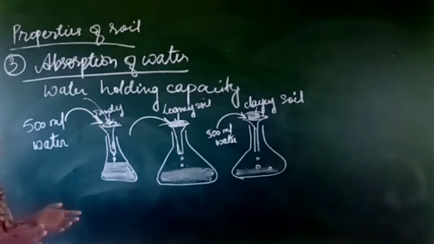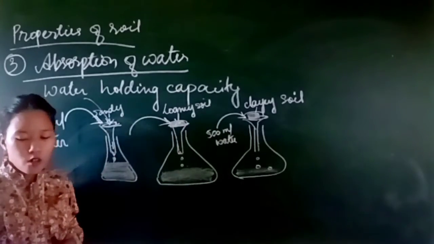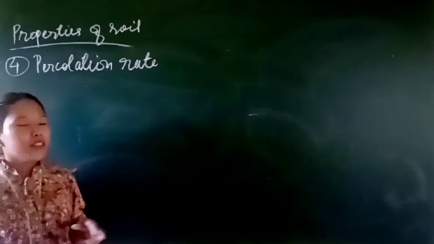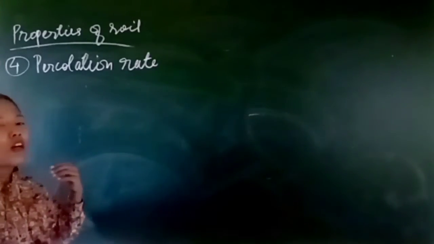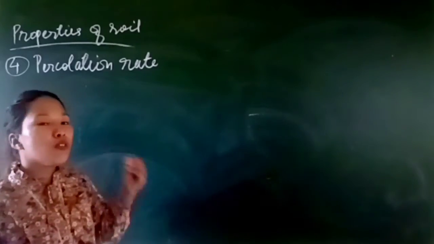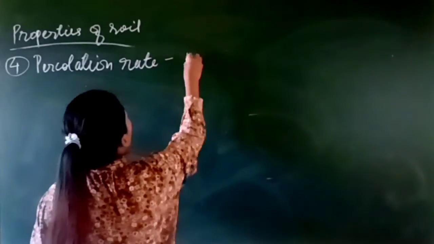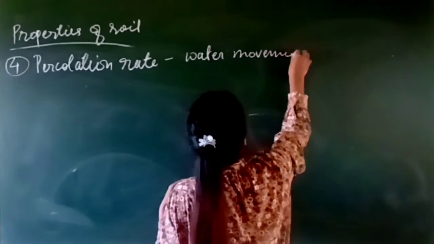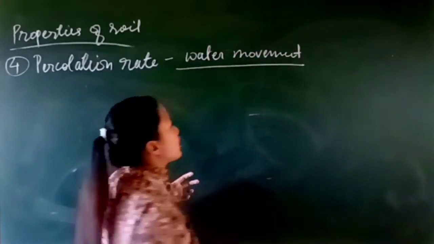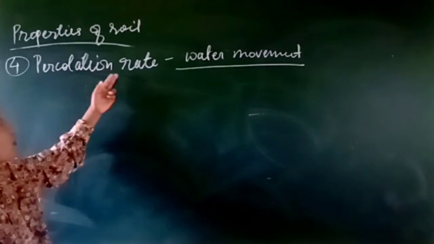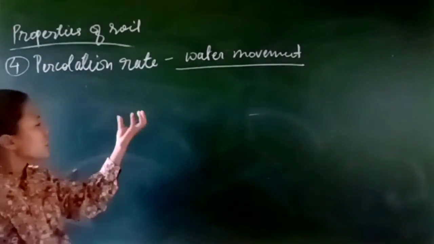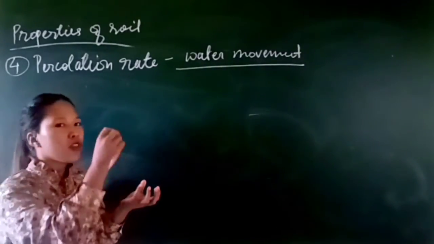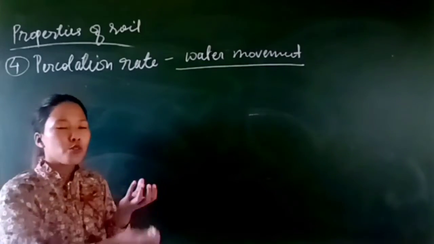Now let us talk about the next property of soil, that is the percolation rate. The percolation rate means the rate at which the water moves, the water movement or travel of water. It is the percolation rate of soil: at what speed will the water move through or pass through this soil?